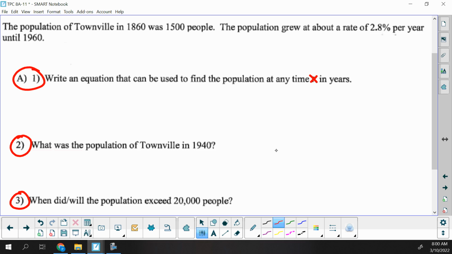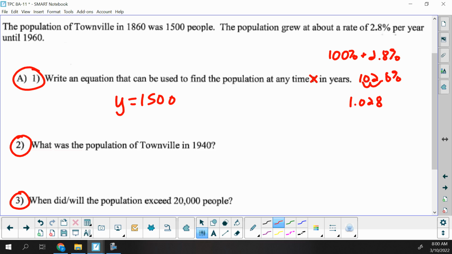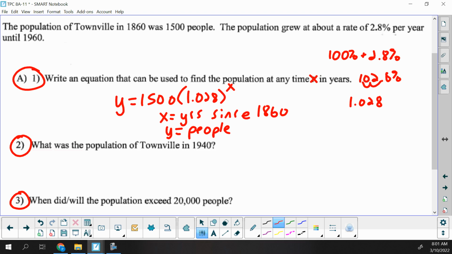Alrighty, for our equation, we should have y equals 1,500. For our percent, if we do 100% plus 2.8%, that's going to give us 102.8%. If you move it over 2 spots, that's 1.028. So that's what will be in our parentheses, and we'll raise to the x. Now, as we're going through this, any corrections that you need to make, please make those. X should have been years since 1860. And Y was, you could either have people or population. Either of those is fine.